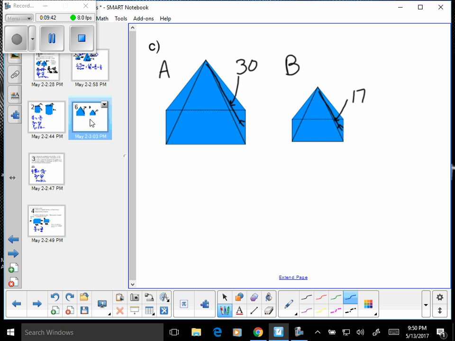Okay, here's the last one. A to B. They've only given me the slant heights. 30 over 17. Now 30 is a composite number made up of 2 times 3 times 5, and 17 is a prime number. So this is already in lowest terms. And this is where it becomes very important to say, all right, I can leave them as improper fractions.